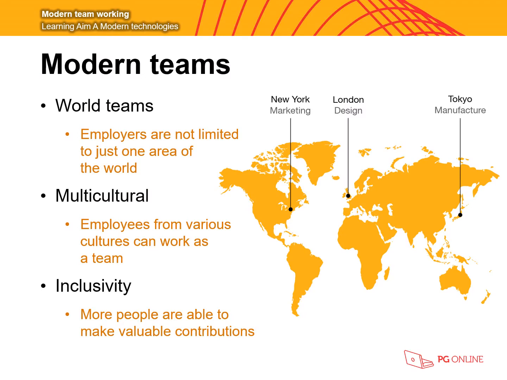Now, this can be broken into three sections. The first section is world teams. Due to us now having technology that allows us to communicate across the globe, we can now have employers that we can recruit from not just inside their local area. For example, you may recruit a member of staff now from New York, London, and Tokyo to different parts of your business.